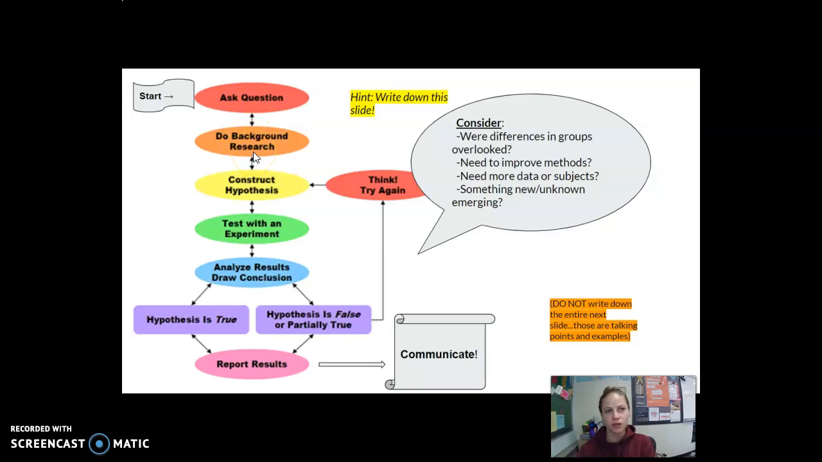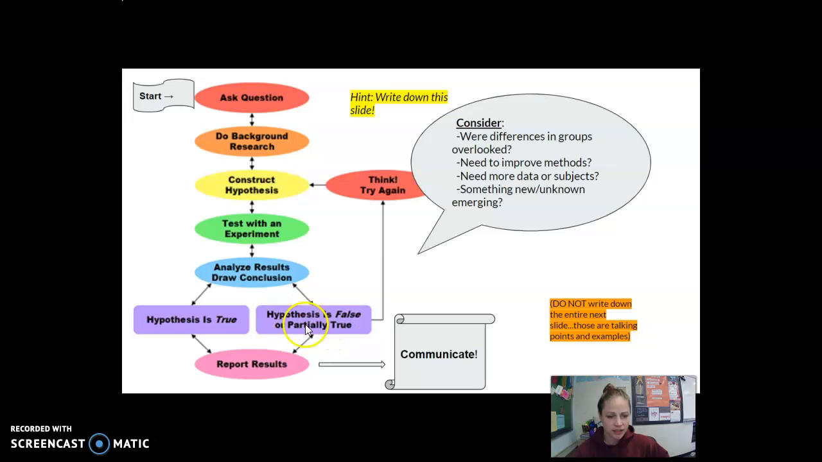Sometimes people make one observation and they make a hunch or a hypothesis based off of one observation or one story. That's not good science, okay? So you need to research the actual subject before you actually build that hypothesis. Then we test with an experiment, analyze results, and draw our conclusion. Then we have to hop back up here to our hypothesis. Was the hypothesis true based on what our data is telling us, or was it false or partially true? And then we need to report that.